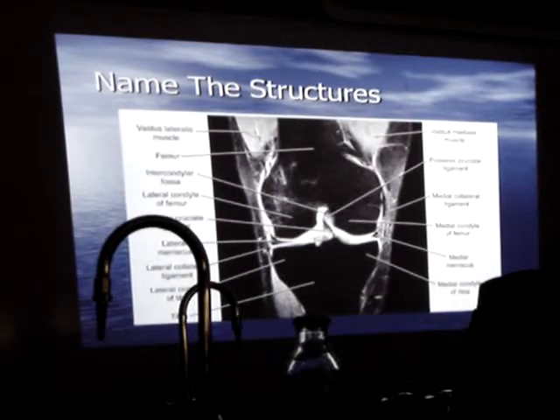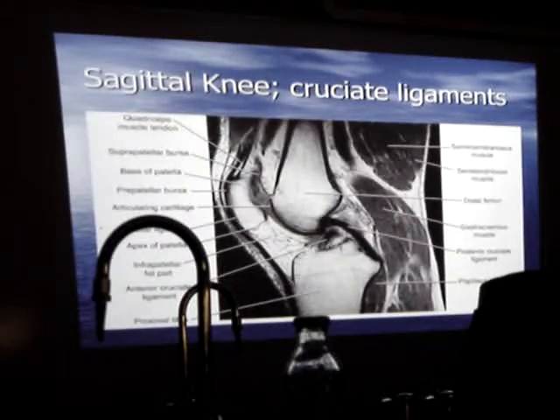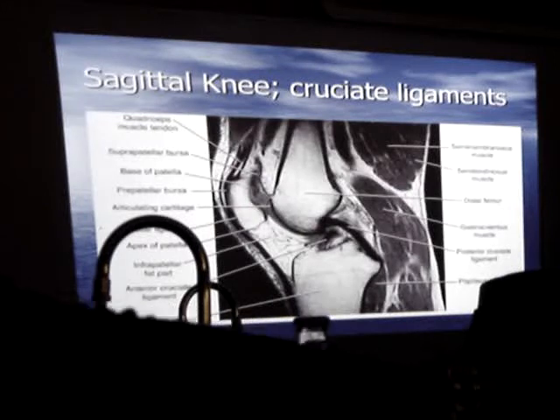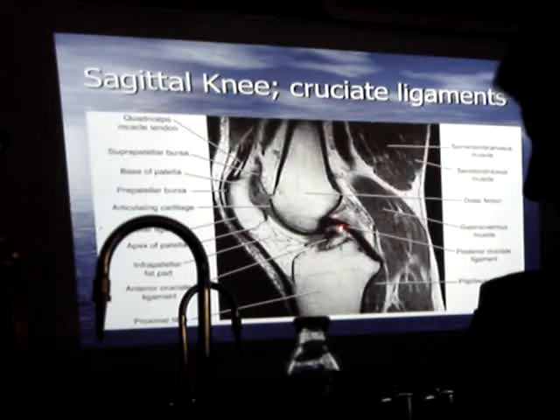Okay, and this is kind of a neat view here. You can see the anterior cruciate ligament in this view. Okay. And the two condyles of the femur, and the menisci, medial meniscus, lateral meniscus. Tendons and ligaments tend to show up as black in MRI. So there we have the posterior cruciate ligament and the anterior cruciate ligament.